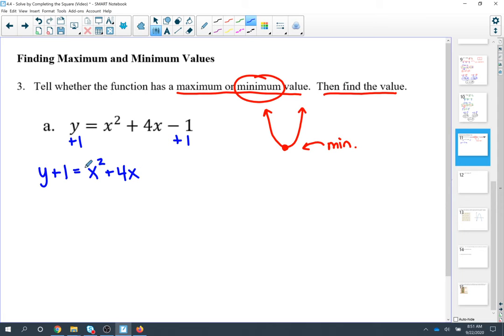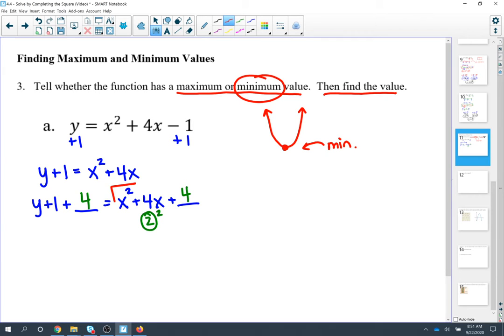Now, my leading coefficient here on my x is positive 1, which is good, so we're ready to add our blanks. Y plus 1 plus blank equals x squared plus 4x plus blank. We find our b value, we cut it in half, so half of 4 is 2. I'm going to circle that, I'm going to square it. 2 times 2 is 4, so I put 4 in both blanks.